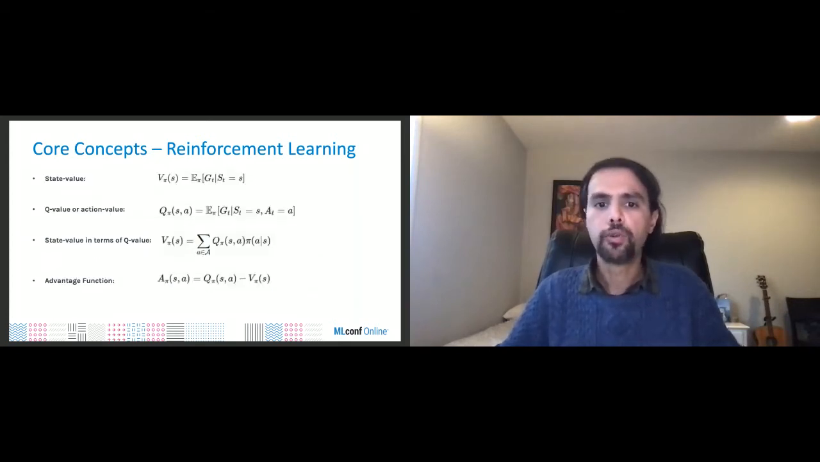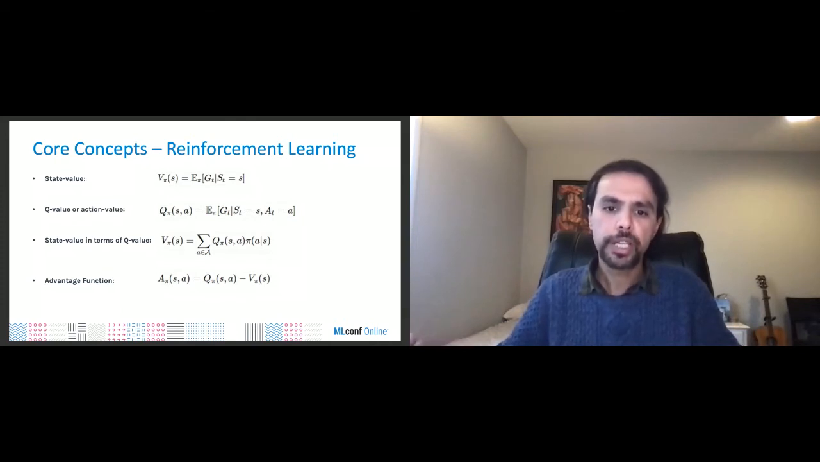Lastly, we have four different functions, four different propositions again. The very first one is the state value. Those of us who are familiar with reinforcement learning would recognize this as simply the expected return that can be obtained when we are in a state S at time t.